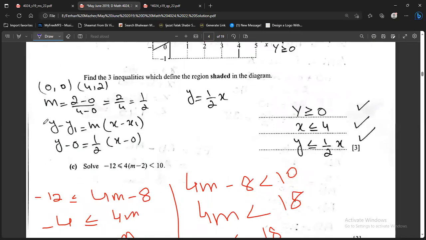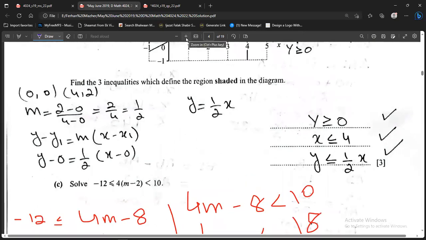First of all, I will find out the gradient. The gradient will be y2 minus y1 divided by x2 minus x1. So it will be 2 minus 0 divided by 4 minus 0, and that will be 2 by 4, that is 1 by 2. Then I will find the equation y minus y1 equals m bracket x minus x1.